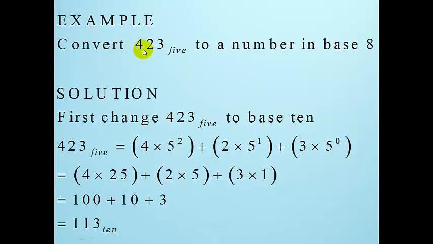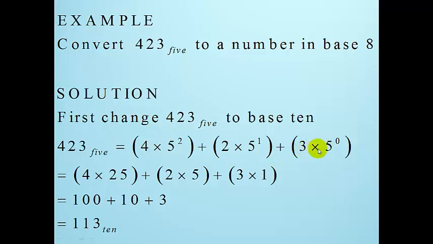Example: convert 4, 2, 3 base 5 to a number in base 8. That is, we are converting from base 5, 4, 2, 3 base 5, to a number in base 8. Solution. The first thing we do is to change 4, 2, 3 base 5 to base 10. How do we do that? We multiply each digit by the base, one after the other. So we have 4 times 5, plus 2 times 5, plus 3 times 5.